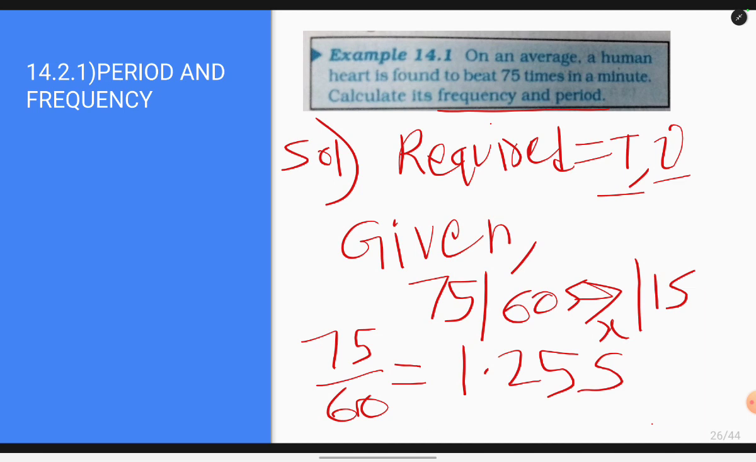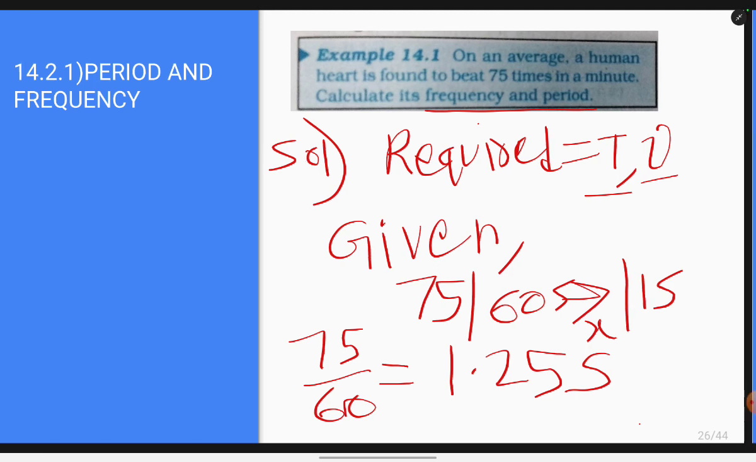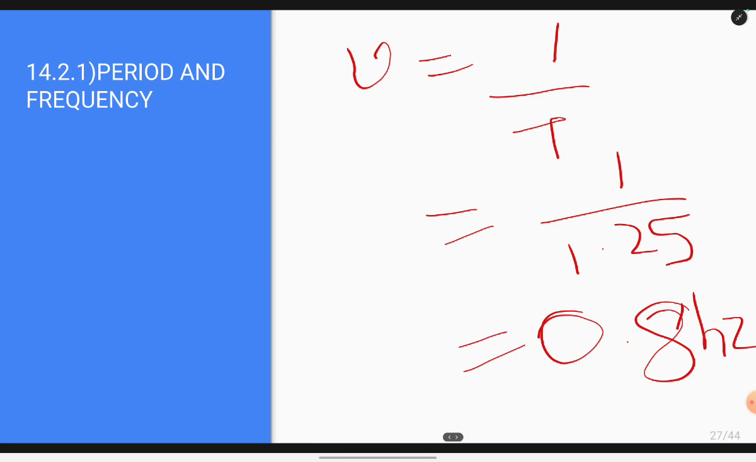Let us see an example, problem 14.1. On an average, a human heart is found to beat 75 times in a minute. Calculate its frequency and period. That means we are required to find time period T and frequency nu. So let's take from the given data, time period is equal to 60 by 75, where 1 minute is equal to 60 seconds. Time period will be 0.8 seconds. And for frequency, we already know the relation that nu is equal to 1 by T, which will be equal to 1 by 1.25, equal to 0.8 Hz.